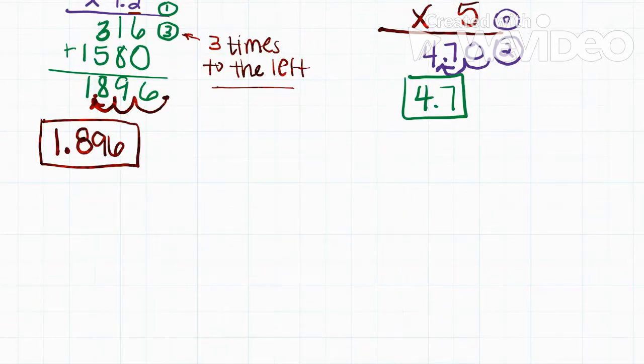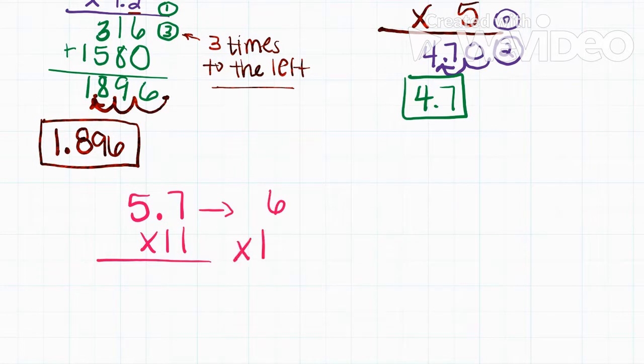A good way to check yourself when you're multiplying decimals is to use estimation. We can use estimation to check for reasonableness. For example, I have 5.7 times 11. What I'm going to do is round my decimal to the nearest whole number, which would be 6. And then I'm still going to multiply it by 11 because 11 is a whole number already. Multiply like normal. I got 66. So to me, my answer should be somewhere around 66.